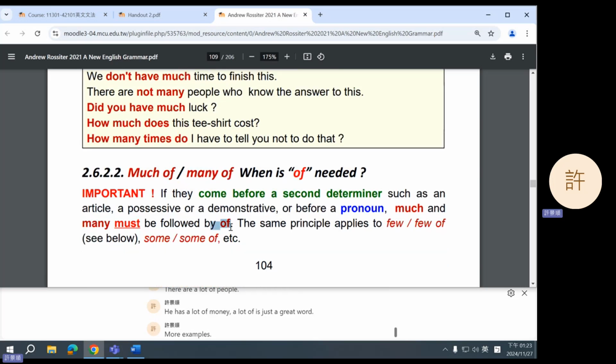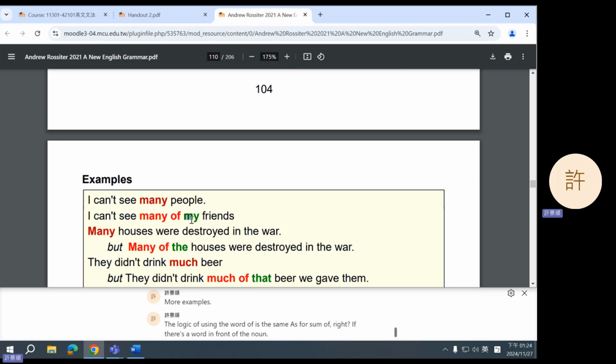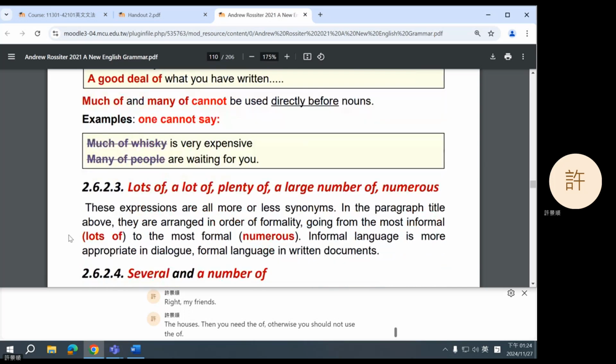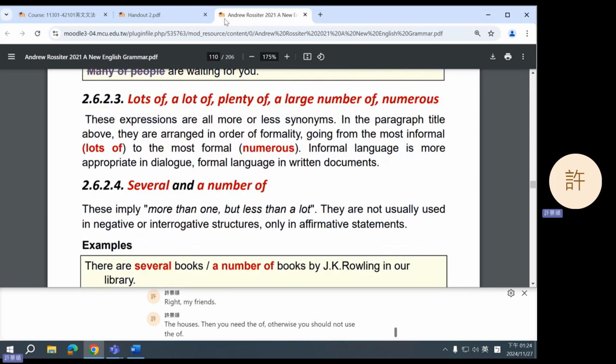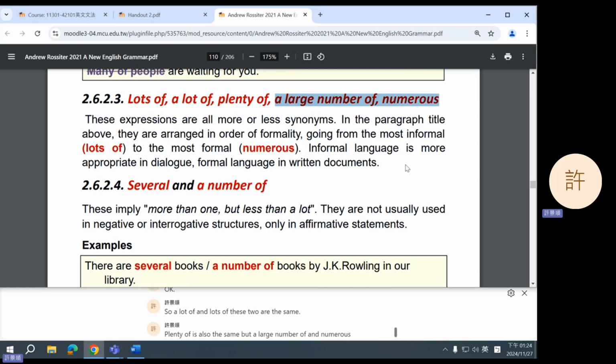The logic of using the word "of" is the same as for "some of," right? If there's a word in front of the noun, right? My friends, the houses, then you need the "of." Otherwise, you should not use the "of." Okay, so "a lot of" and "lots of," these two are the same. "Plenty of" is also the same.